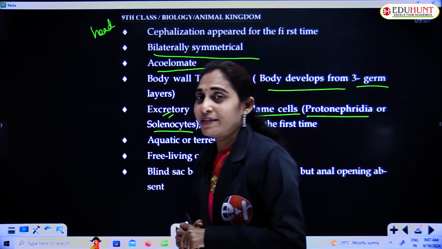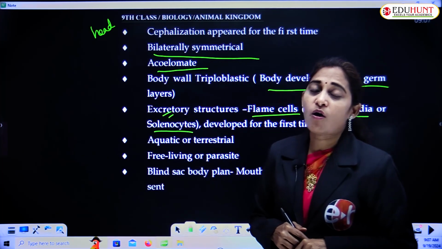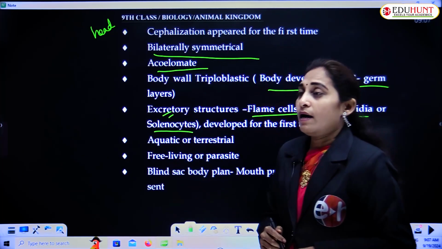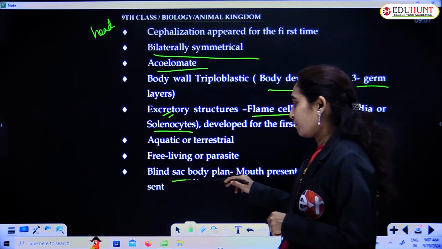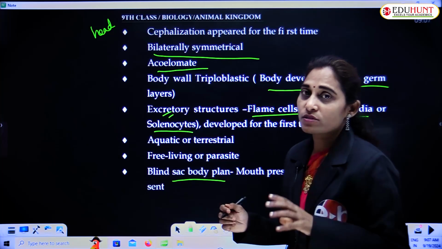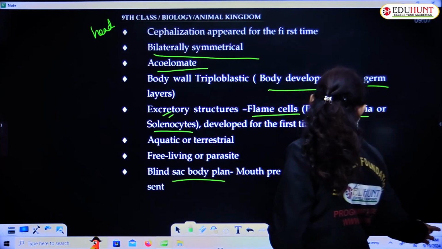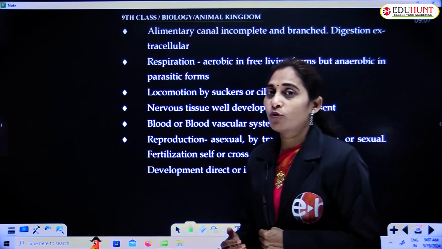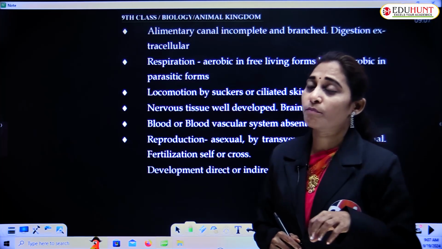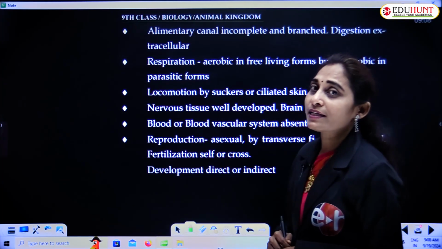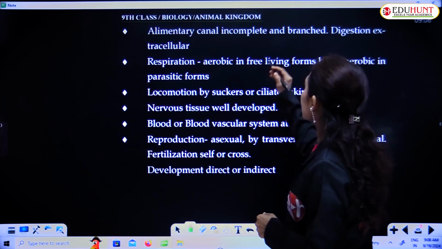aquatic. Coming to habitat, they may be aquatic or terrestrial, they may be free living or parasitic. Yes. A blind body sac is seen. The body plan is blind sac because only the mouth is present but the anal opening is absent. There is no peculiar anal opening. A specific anal opening is absent but a specific mouth is present, and the alimentary canal, that is the digestive canal, is incomplete and it is branched.